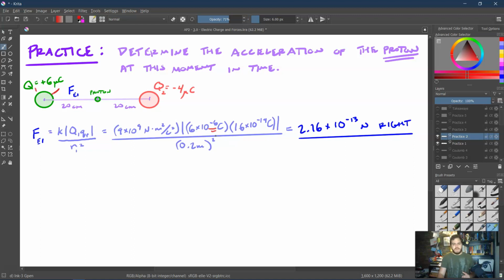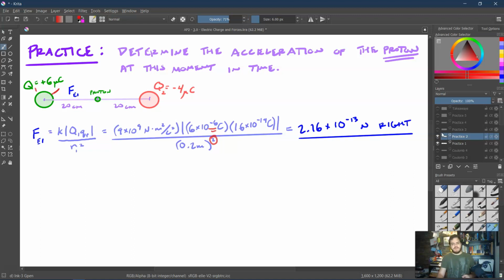Remember this square, this is where I always see people make mistakes: they forget to square the r. We take our calculator, plug that in, and we get 2.16 times 10 to the negative 13 newtons. And we know that the proton is going to accelerate to the right from this force because they are both positive, so they are like charges, they're going to repel, so the proton is going to go away from it.